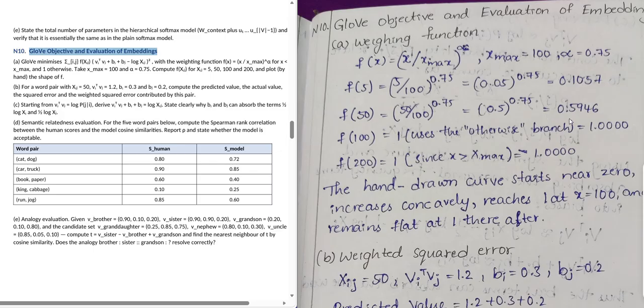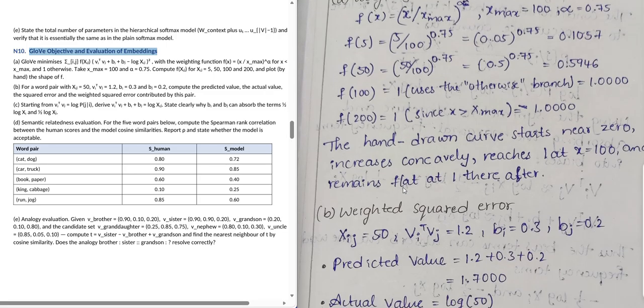0.5946, and f(100) and f(200) give 1 as the result. These are the values of the weighting function: it increases with the count and it becomes 1 at 100. Next, we are calculating the weighted squared error.